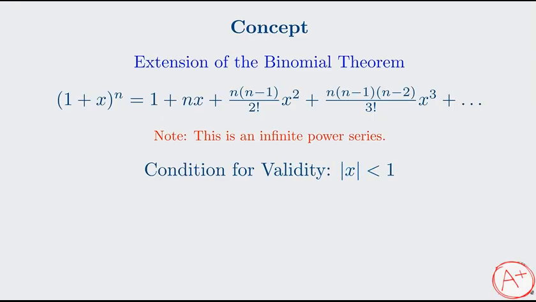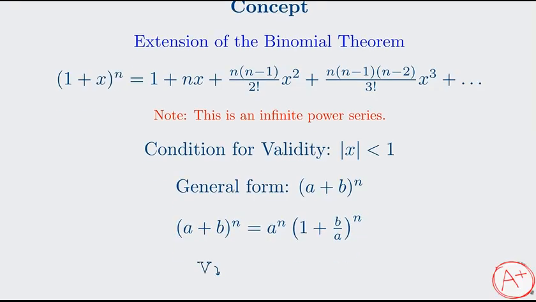If the binomial isn't already in the form 1 plus x, you must factor out the first term, a, to create that leading 1. We rewrite it as a to the power of n multiplied by the quantity 1 plus b over a, all to the power of n. The validity condition then becomes the absolute value of b over a is less than 1.